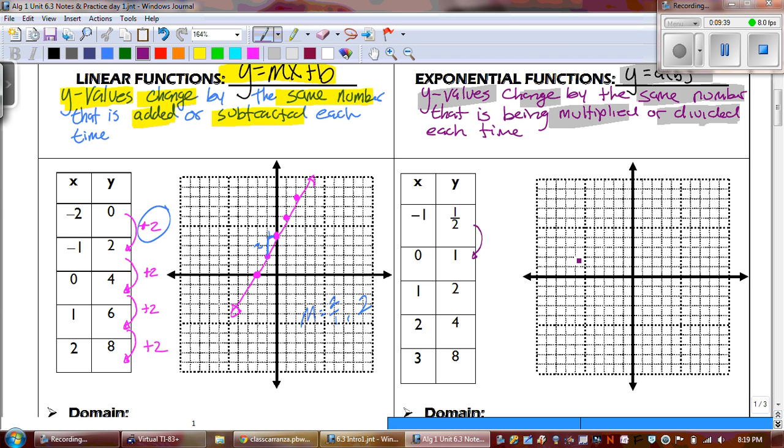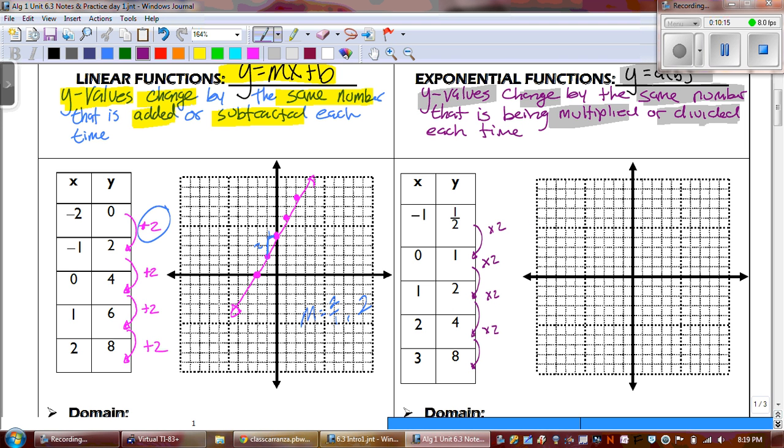Can you tell? Oh, it's kind of hard to tell right there. But what about 1 to 2? And remember, it can either be multiplied or divided. What about 2 to 4? Can you think about it? Well, 1 times 2 is 2, and 2 times 2 is 4, and 4 times 2 is 8. And technically 1/2 times 2 gives us 1. So in this graph, everything's being multiplied by 2.